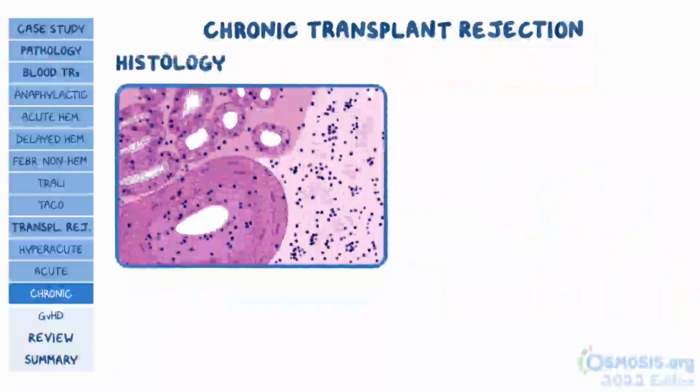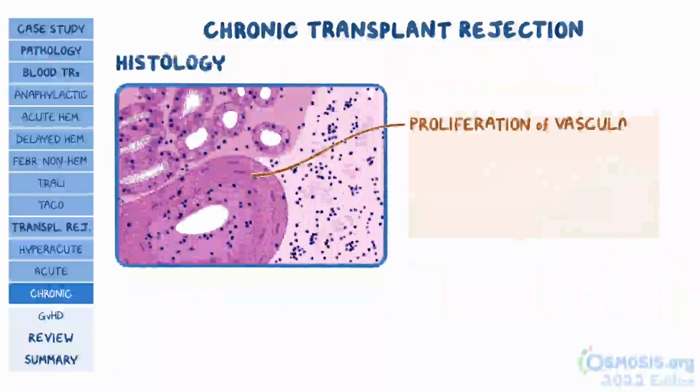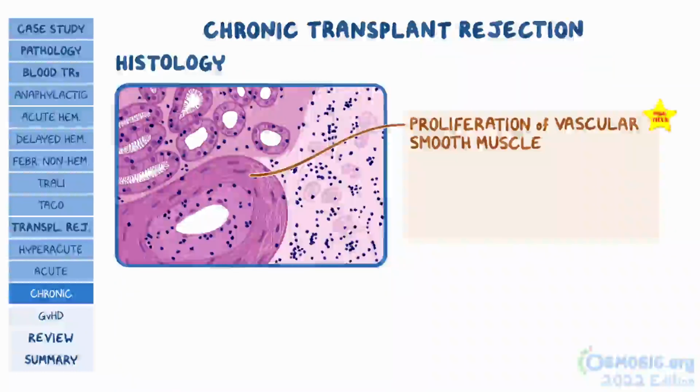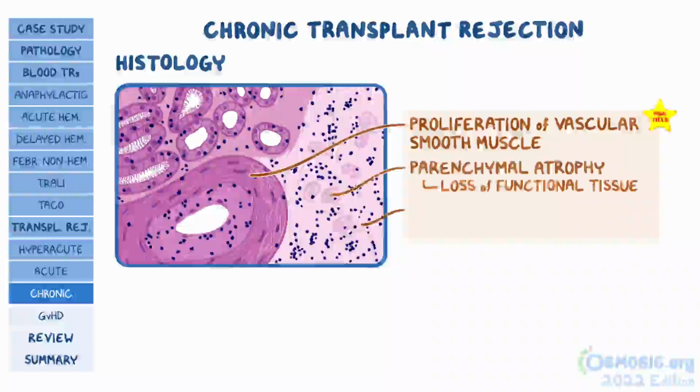Upon histology, some high-yield findings include abnormal thickening of the graft's blood vessels due to proliferation of the vascular smooth muscle. In addition, there's parenchymal atrophy, or loss of functional tissue, together with interstitial fibrosis or tissue scarring.